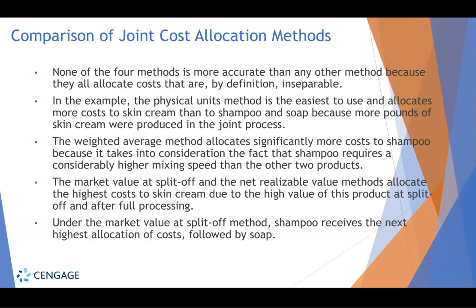If management wants joint cost allocations to reflect the difficulty with which products are made, then the weighted average method would be most appropriate. But if management wants joint cost allocations to reflect the final market value of products, then the net realizable value method would work. In this case, more joint costs would be allocated to the products that are better able to cover those costs.